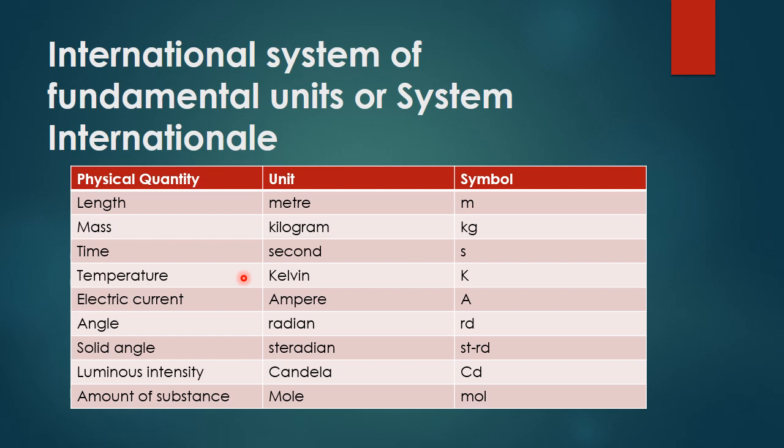It's not degree centigrade, it's Kelvin. Remember this: capital K, the symbol, and it's Kelvin, Kelvin, Kelvin. Okay. Now, electric current. Those who are in their 8th, 9th or 10th standards, you have already read the chapter current electricity. You know what is electric current, you know the unit ampere.